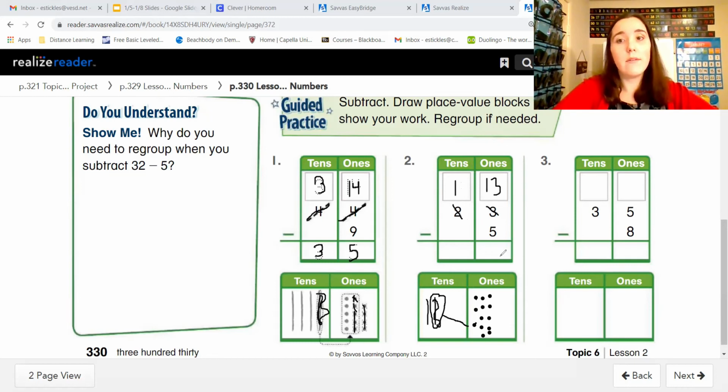In the 1s column, we have 13 minus 5. What is 13 minus 5? Do you know? I'll give you a second. It's 8. So we're going to have 8 1s left over.